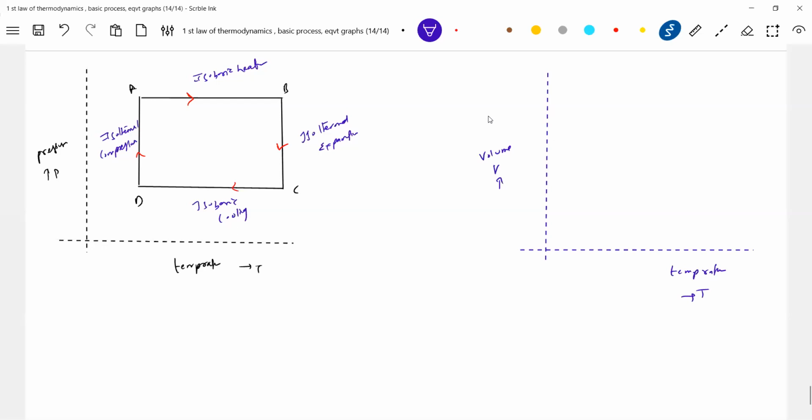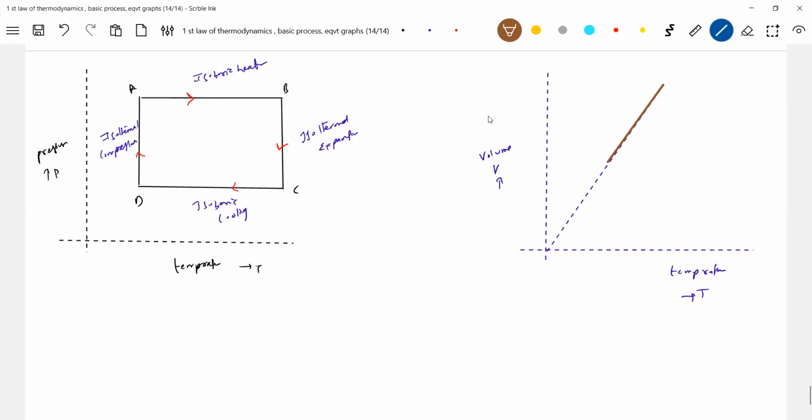Isobaric heating in the VT graph is a straight line passing through the origin. I'll draw it like this. Okay, this will be it. I'm not very sure how the curve will be; it is rough, just trial and error.